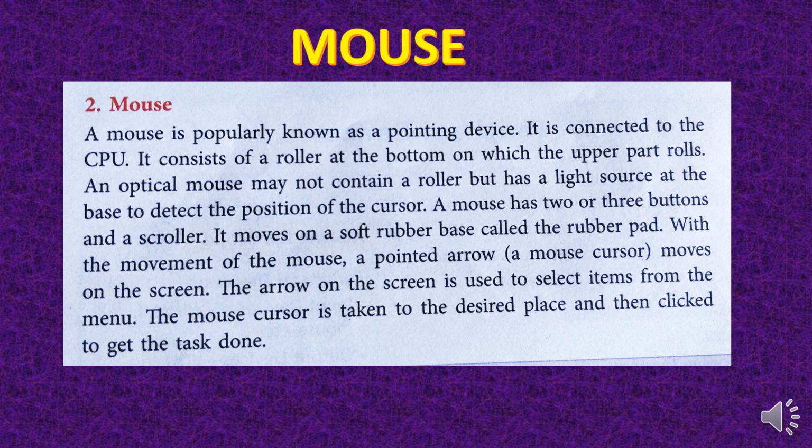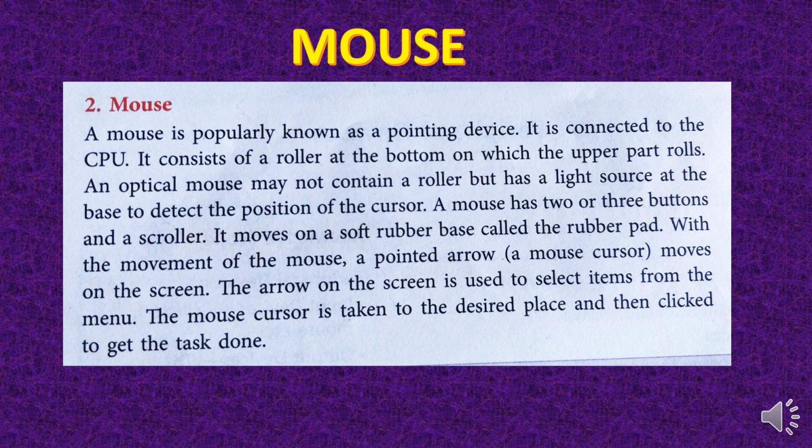For example, using a pointing device, you could point at and select an icon from a list of given icons on the screen. It is connected to the CPU. It consists of a roller at the bottom on which the upper part rolls. An optical mouse may not contain a roller but has a light source at the base to detect the position of the cursor. A mouse has 2 or 3 buttons and a scroller.